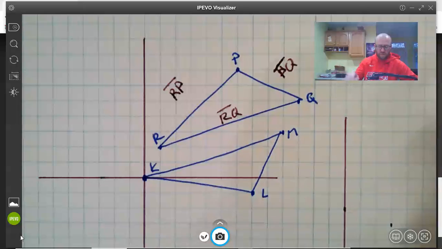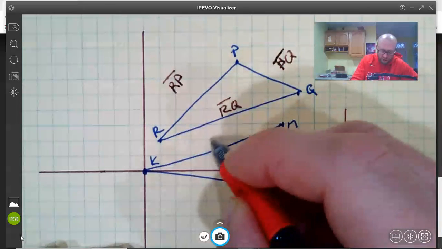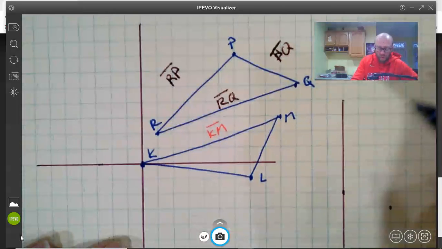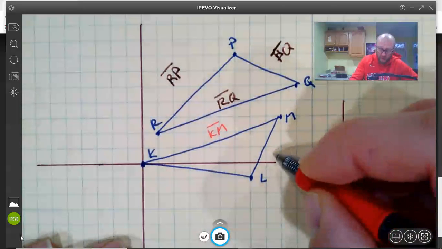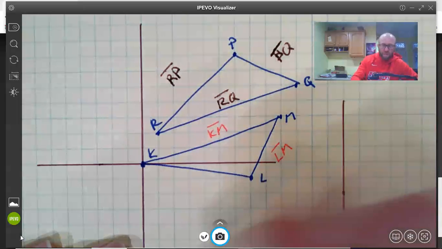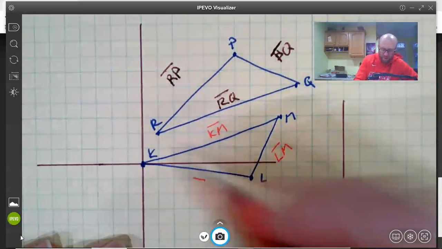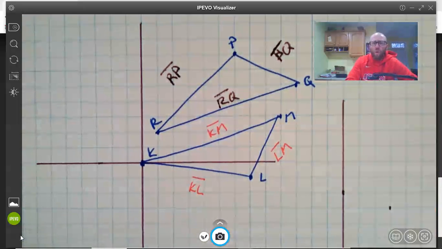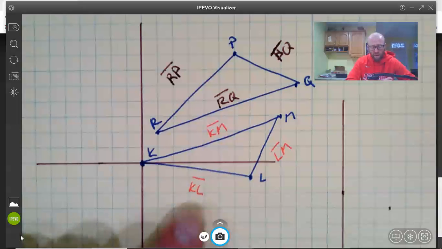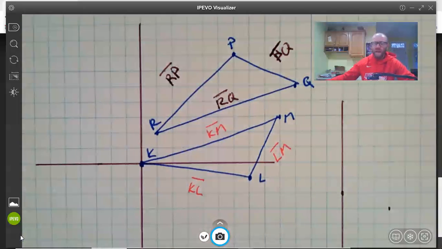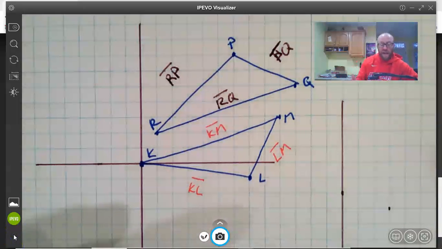And then down here on this triangle, we've got segment KM. And then we have segment LM over here. And then over here, we have segment KL. And by the way, it doesn't matter what order you name the segment in. I could call this KL or LK. It's the same segment. KM, MK, same segment. Doesn't matter.